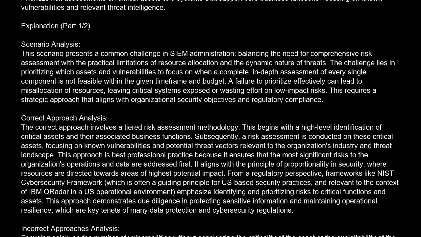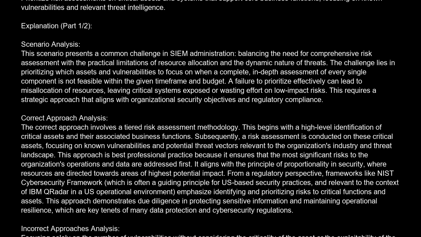The correct answer is D. Prioritize risk assessments on critical assets and systems that support core business functions, focusing on known vulnerabilities and relevant threat intelligence. Explanation. Scenario analysis. This scenario presents a common challenge in SIEM administration, balancing the need for comprehensive risk assessment with the practical limitations of resource allocation and the dynamic nature of threats.